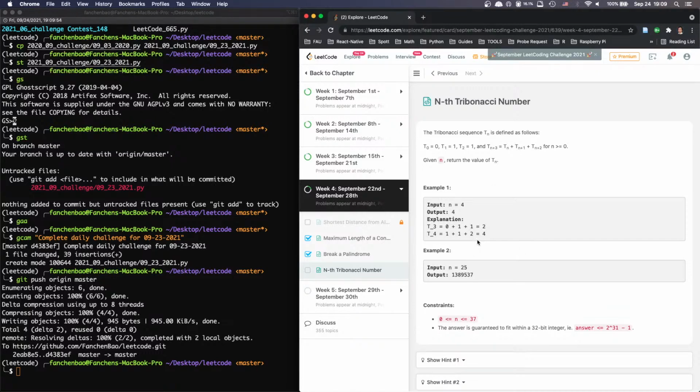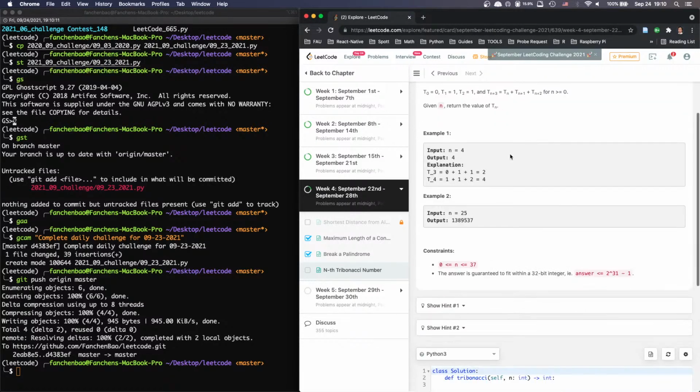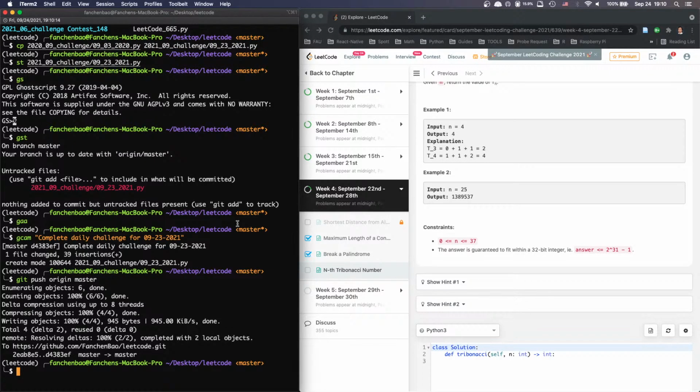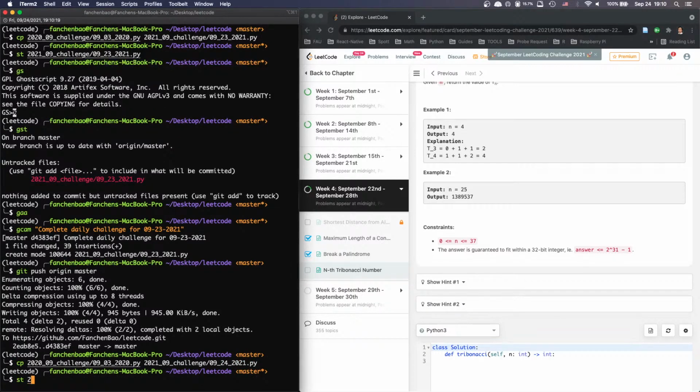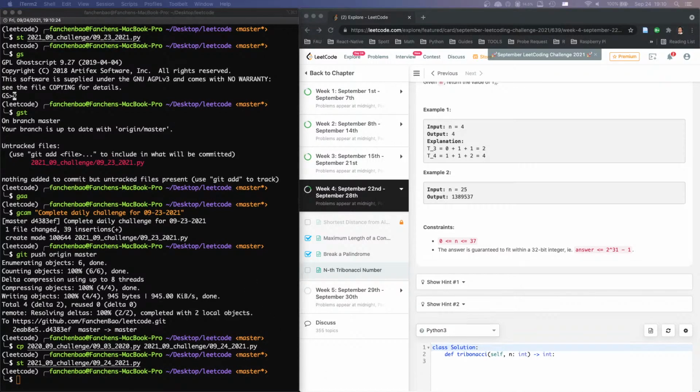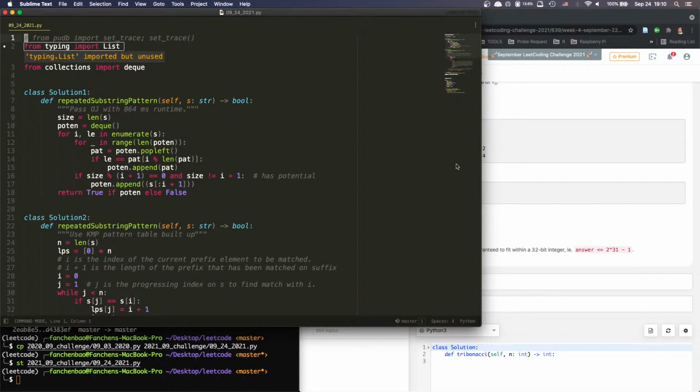Alright, so that is not a hard question. You just initialize these three and then iterate through it. I remember doing this problem for dynamic programming. It's one of the first introductions to dynamic programming, because this one you need to cache.